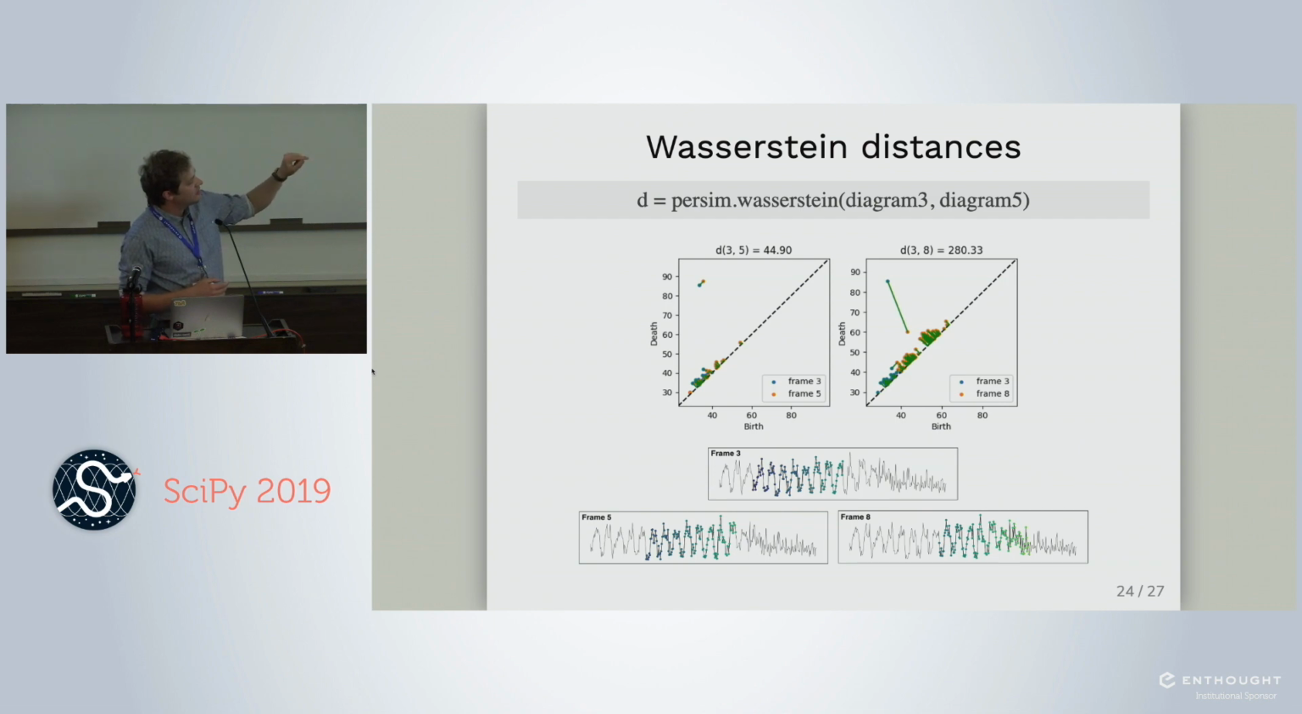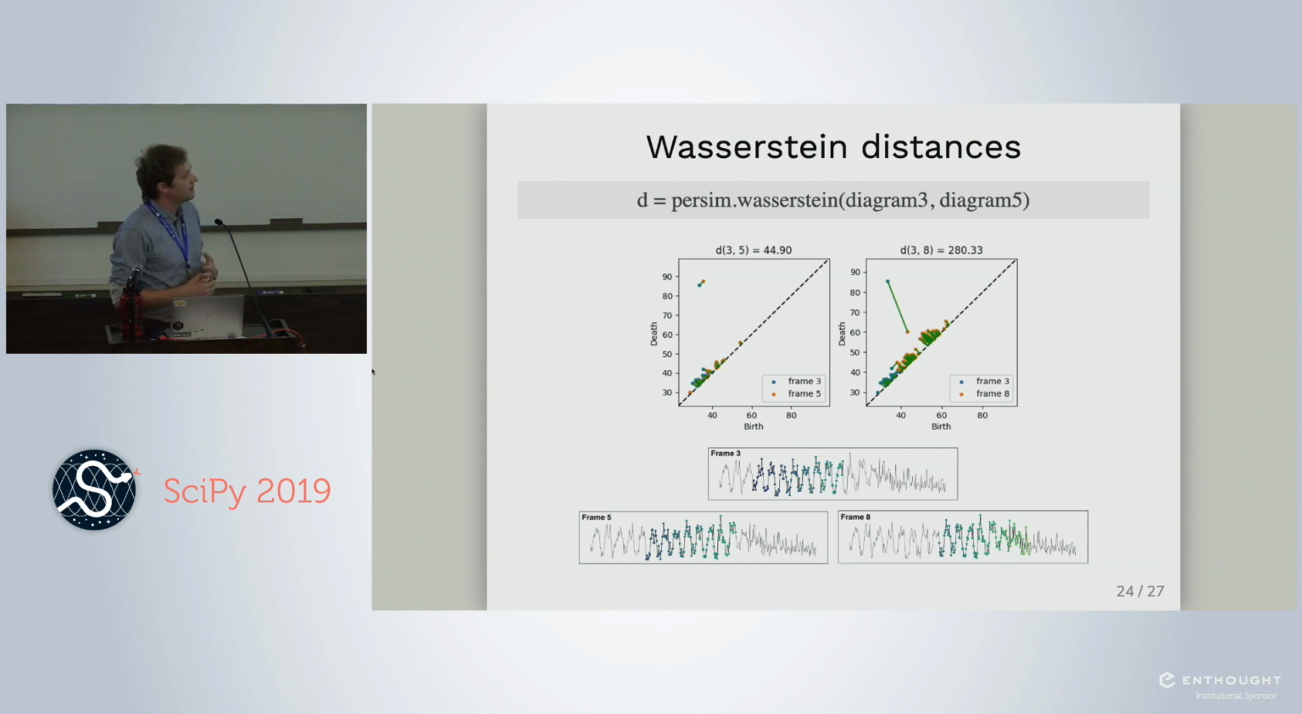And then it drifts into frame 8. That's where there are two signals' worth of data and there's no period. And that point has drifted all the way from the diagonal, and now our distance is 280. So that's a gigantic difference.